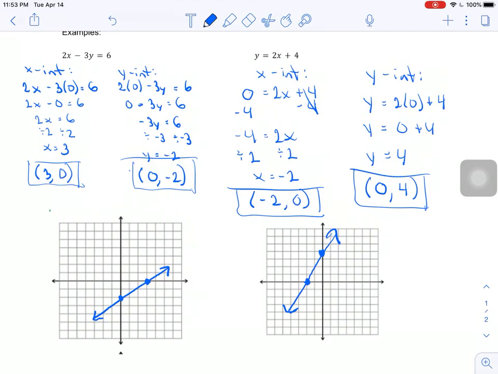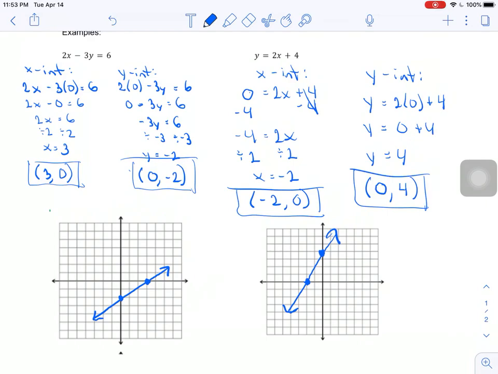So one thing to remember, and why we learn how to make a table, the intercept strategy will only work for linear functions. So it will only work for things that you know are a straight line. The nice thing about a table strategy is that we could use a table to graph what we call a nonlinear function, or a function where the graph is not a straight line. That's something you guys will learn about later, but that's why it's still good to know that table strategy.